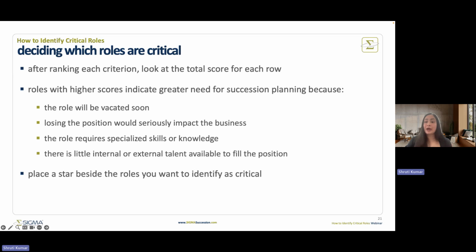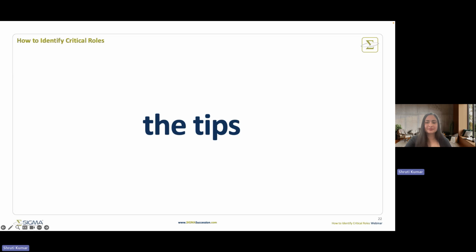So once you've prioritized and narrowed down that list, remember that you can always come back to this questionnaire if you're going to be going through multiple rounds of succession planning. All right, so I've given you a lot of information so far, but there are still some challenges that you may be facing in identifying critical roles. So let's cover some of these as well.